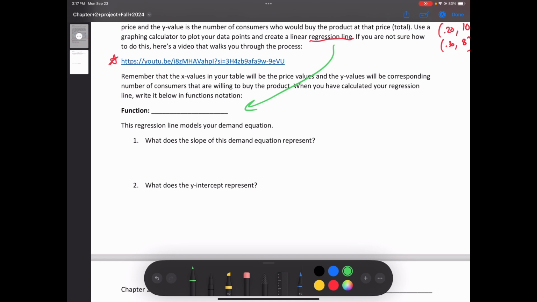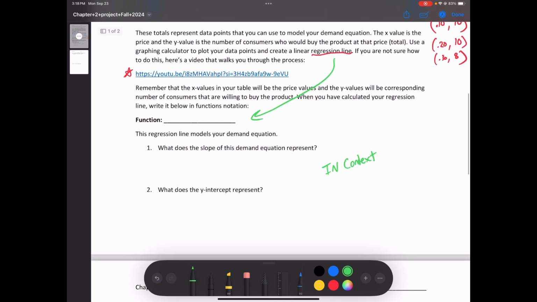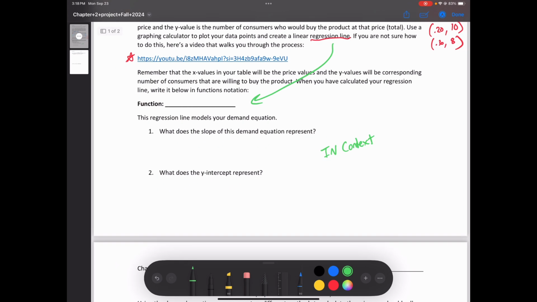This isn't me asking what is slope or what is the y-intercept. What I want to know is how does it relate to your product? What does the slope mean in terms of your product, in terms of this demand equation? What does the y-intercept represent in terms of your product, in terms of money and demand and that kind of thing? Okay, so in context, what does it mean in the context of your product and consumers and all that kind of stuff? Price, that kind of thing.